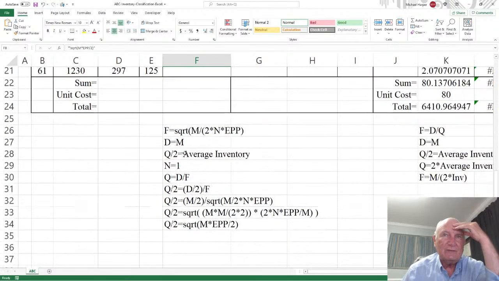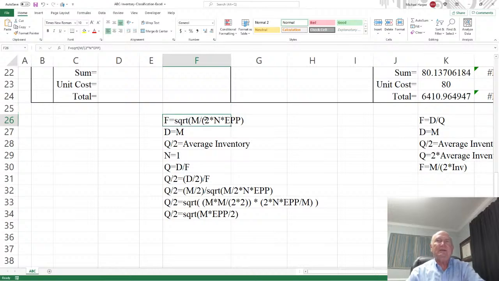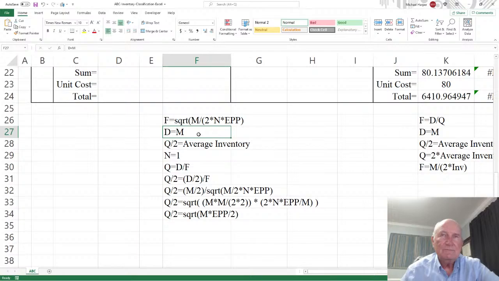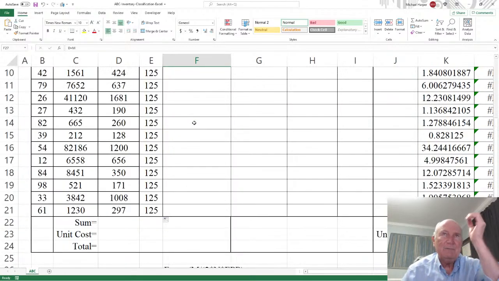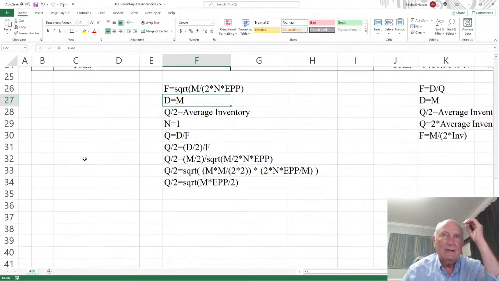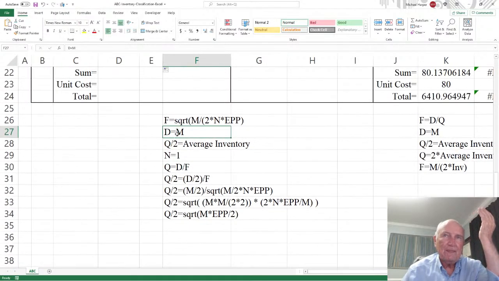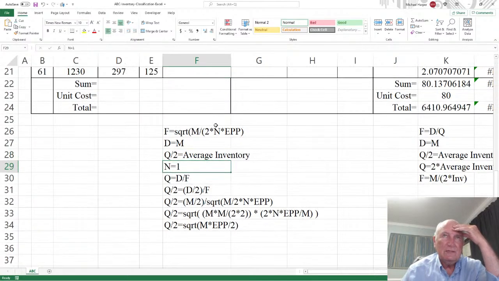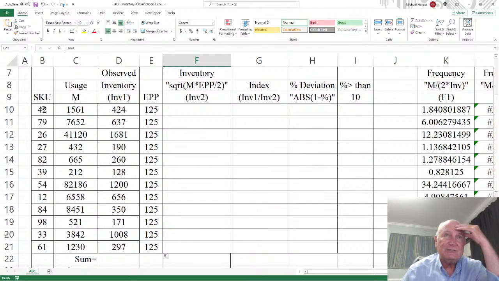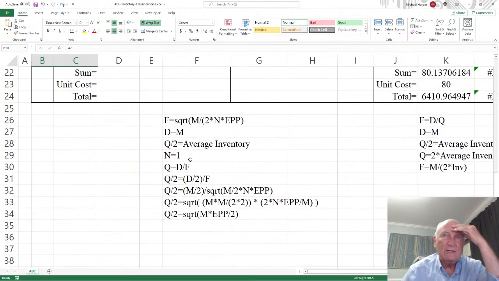Down here I derive it, where the optimal frequency, given in my lecture, is the square root of M over 2 times N times EPP. The demand is equivalent to M. In other words, M is usage, which is the same as demand in dollars. Q over 2 is the average inventory. N equals 1, because the number in the class, we're considering each SKU its own class. So the number of SKUs in a class is 1. So we're doing them one at a time.